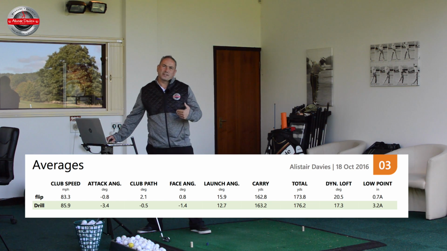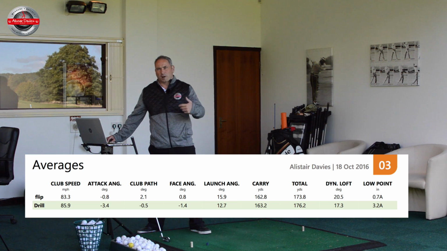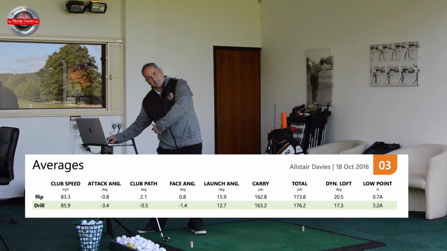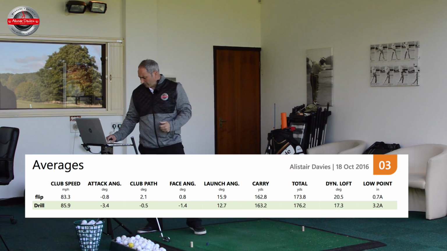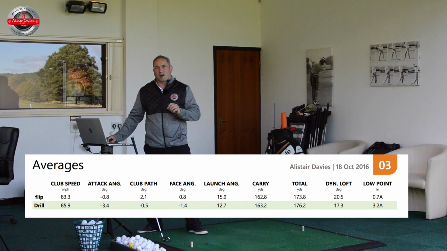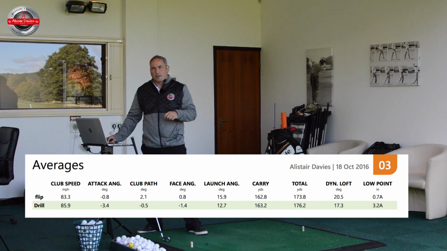The path was more into out when I flicked it, so for people who want to encourage more of that inward path, that's something to think about. As my body stalled, the club probably dropped a bit more underneath me and went to the right. That went to a 2.1 degree path of into out, versus a minus 0.5 of out to in path when I tried to hold on to the lag.